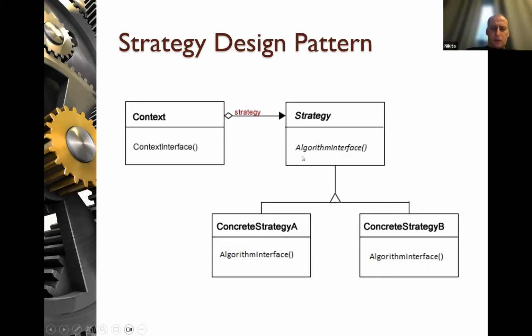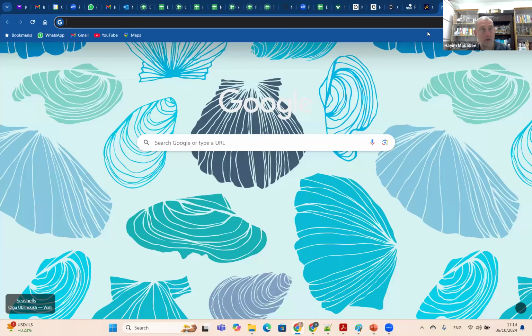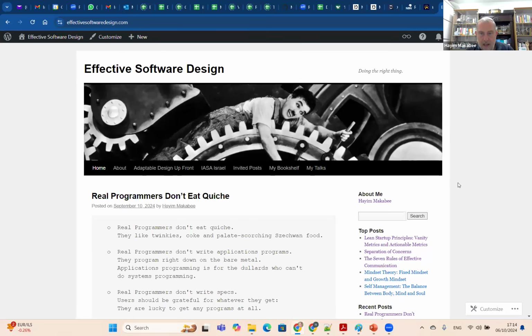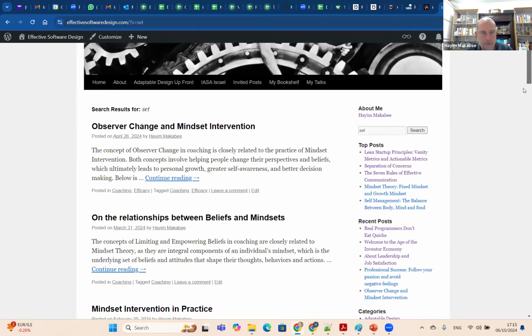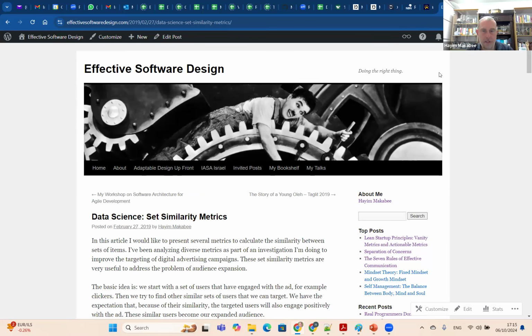Maybe for instance, could you provide some example? Yes. Let's say the strategy is, I'll give you an example. A beautiful example. I will go to my blog, and then you go to the set. Okay. So this is an article about set similarity metrics. How do I measure the similarity of sets of objects?